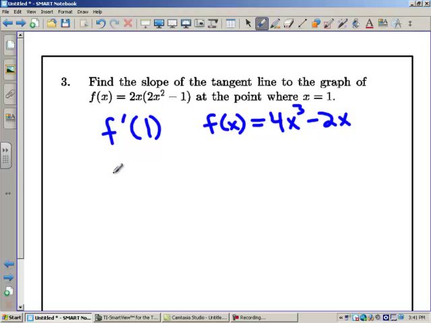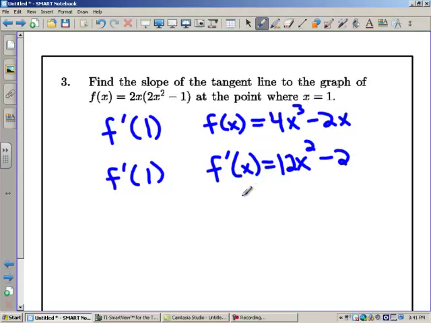And so if you plug a 1 into the derivative, well, we're going to have to find the derivative first. So we want to find f prime of x. And since we know the shortcut, this is pretty easy. That's 12x squared minus 2. So f prime at 1 is 12 minus 2, which is 10.